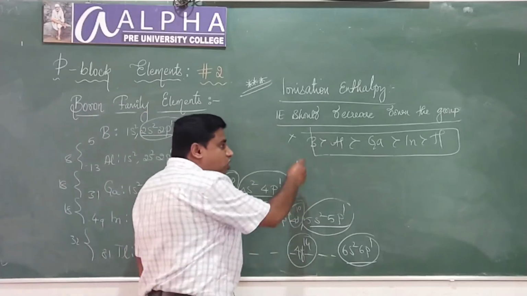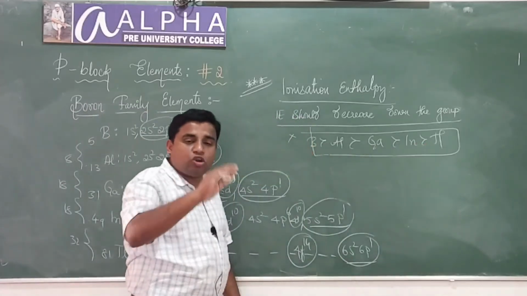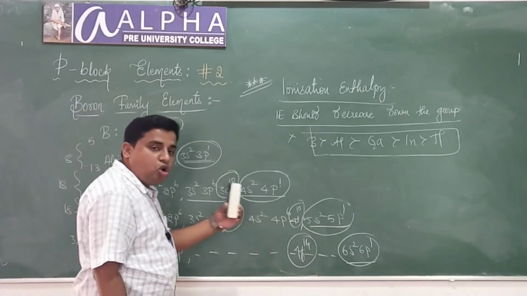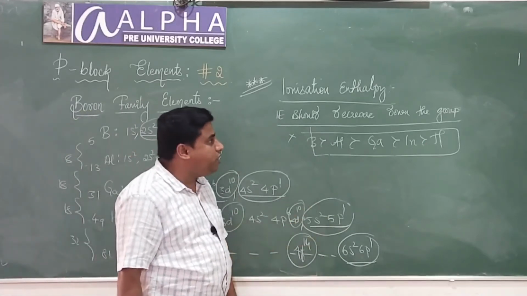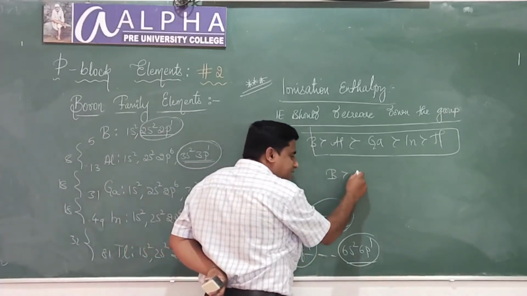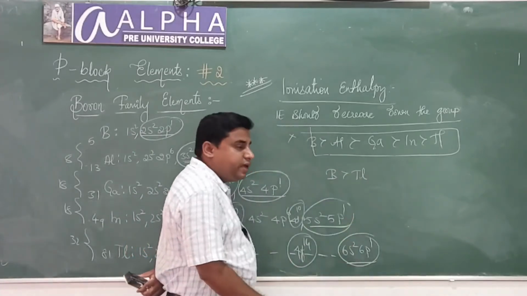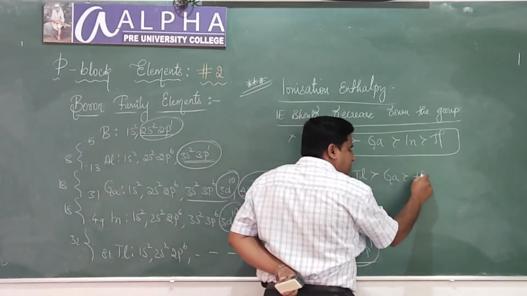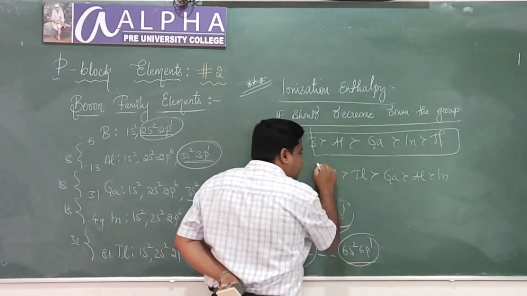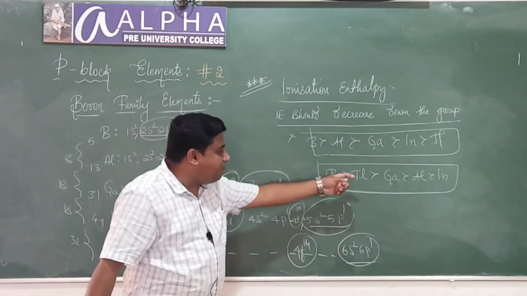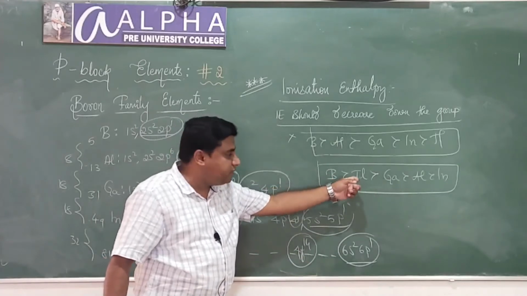If this is not the order, then what is the correct order of ionization enthalpy for boron family elements? For boron family elements, the correct order of ionization enthalpy is boron greater than thallium, greater than what? Gallium, then aluminium, and then what? Indium. This is the order. You have to follow this order. Why? Thallium has higher ionization enthalpy than all of them.